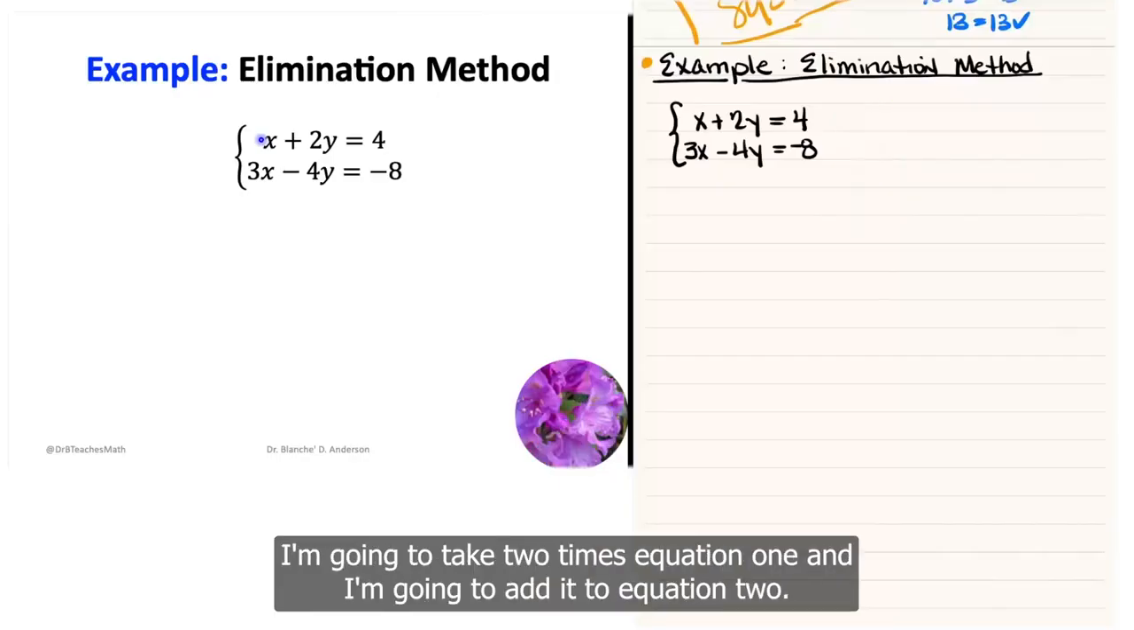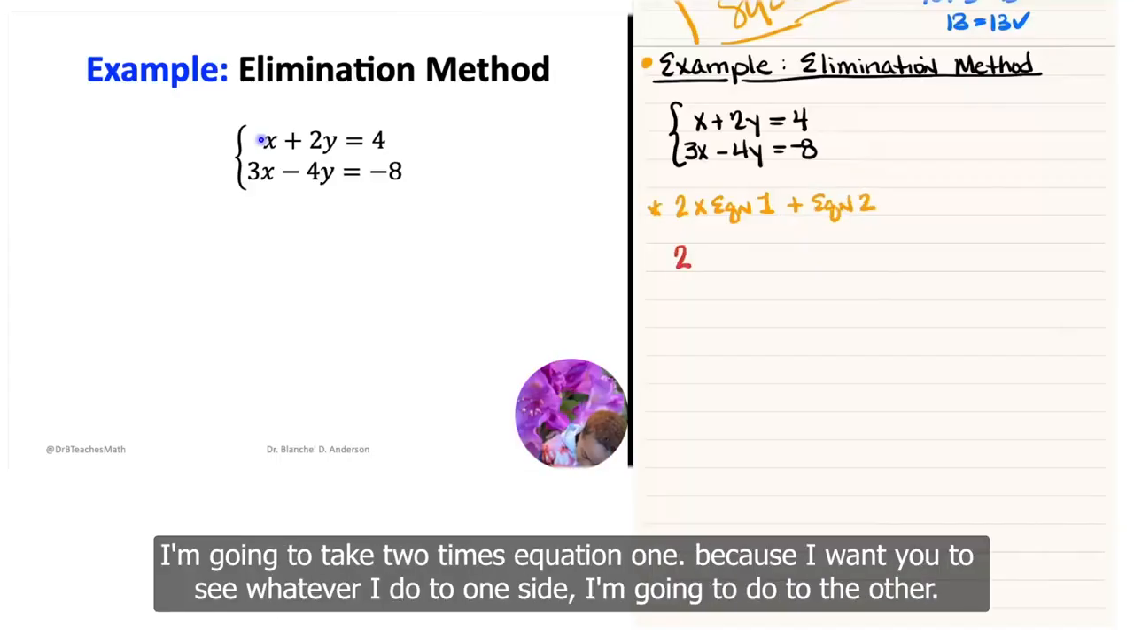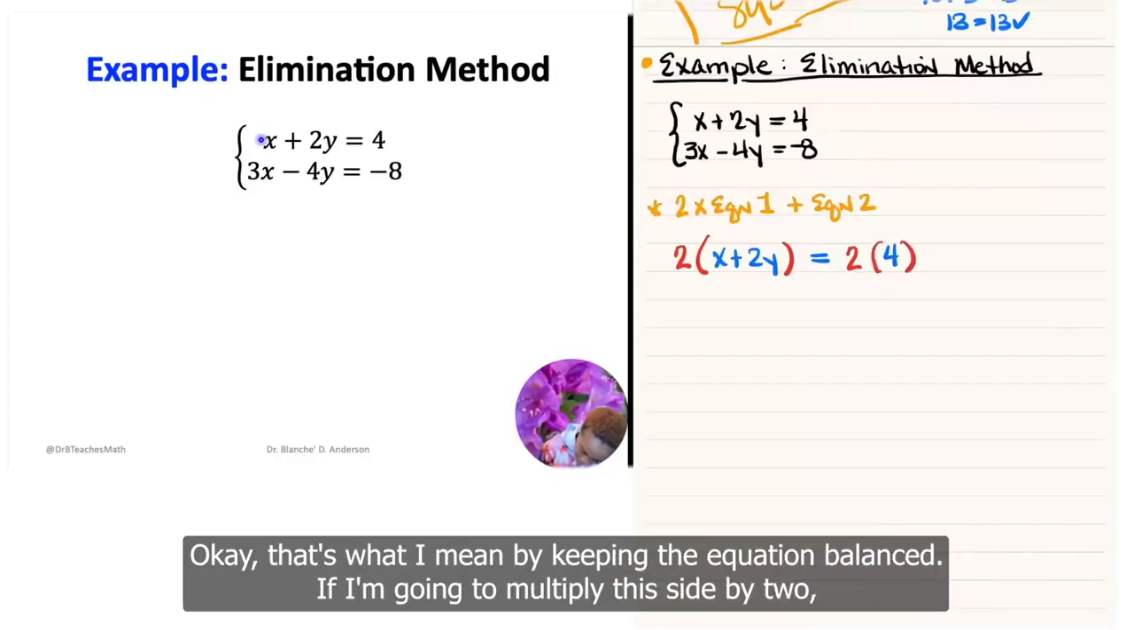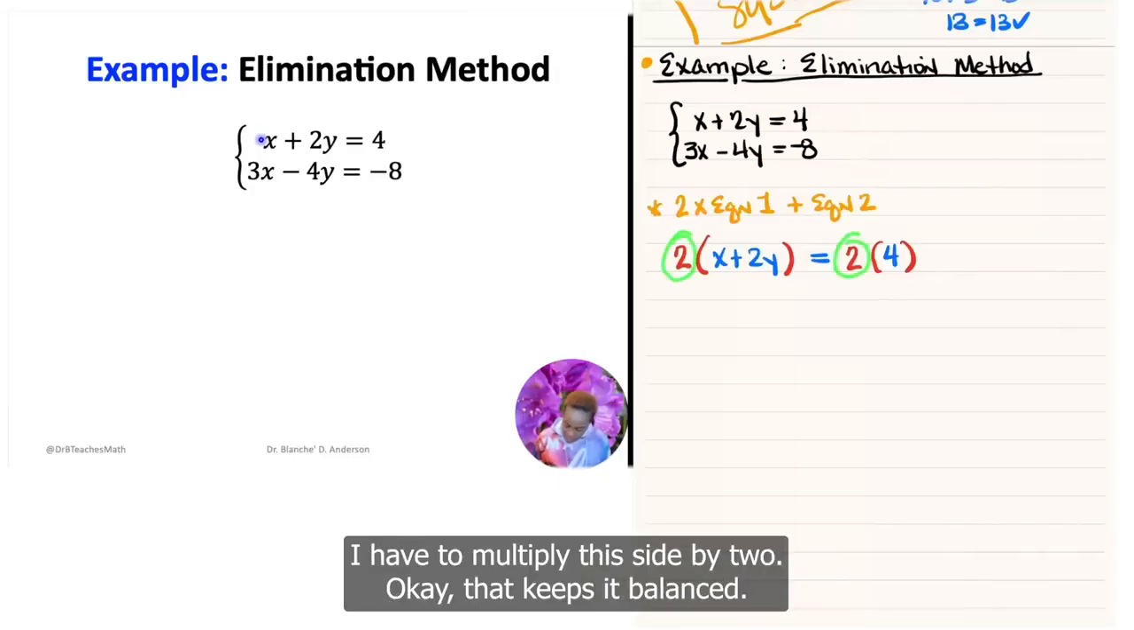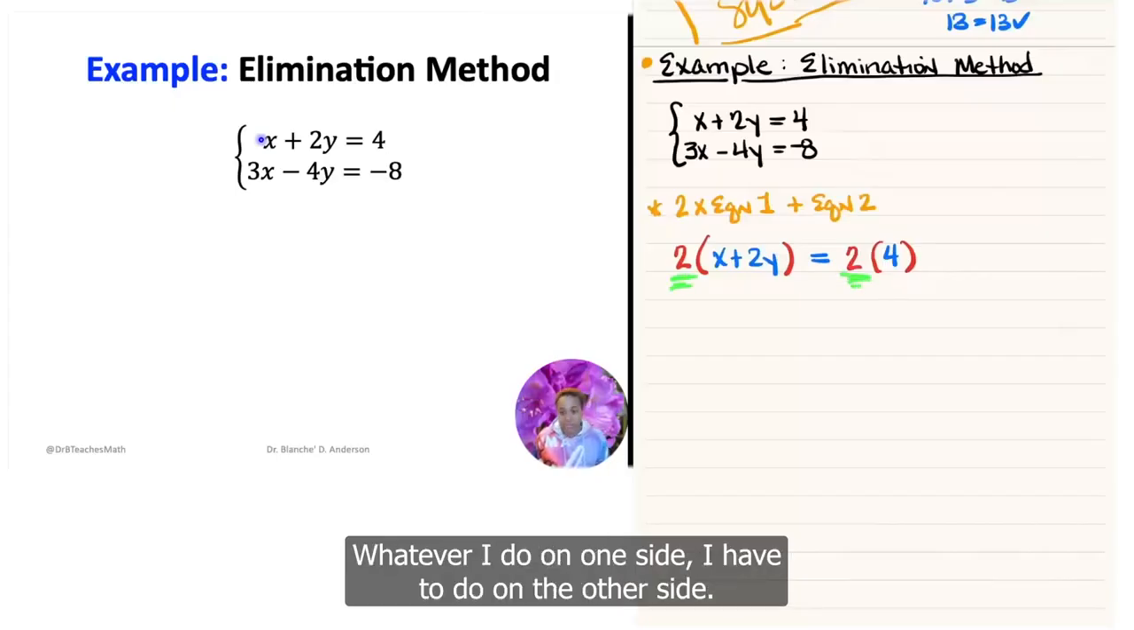So what I'm going to do, I'm going to take 2 times equation 1 and I'm going to add it to equation 2. I'm going to take 2 times equation 1 because I want you to see whatever I do to one side, I'm going to do to the other. Okay, that's what I mean by keeping the equation balanced. If I'm going to multiply this side by 2, I have to multiply this side by 2. Whatever I do on one side, I have to do on the other side.